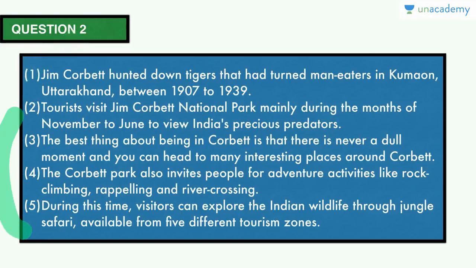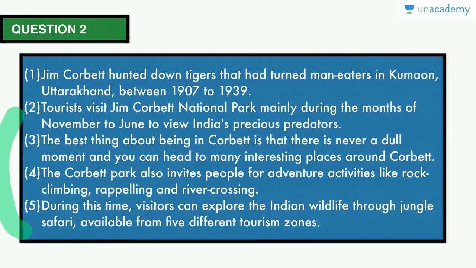So this is a fairly easy one, that sentence 1 is excluded. Can we form a sequence out of the remaining 4? It's a no-brainer. Sentence 1 is clearly the excluded one. I don't think there's even a need to check the correct answer, but let's see if we can make a sequence. We already have a sequence between 2, 5 and 4. Let's see where 3 is going to fit. The best thing about being in Corbett is that there's never a dull moment and you can head to many interesting places around Corbett. This could be an ending sentence, after the park also invites people for adventure activities like rock climbing and all.